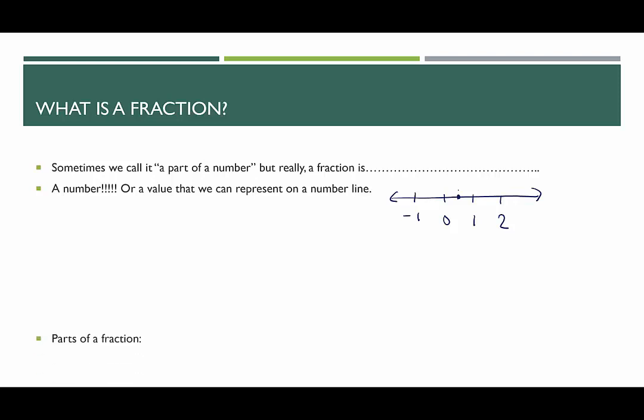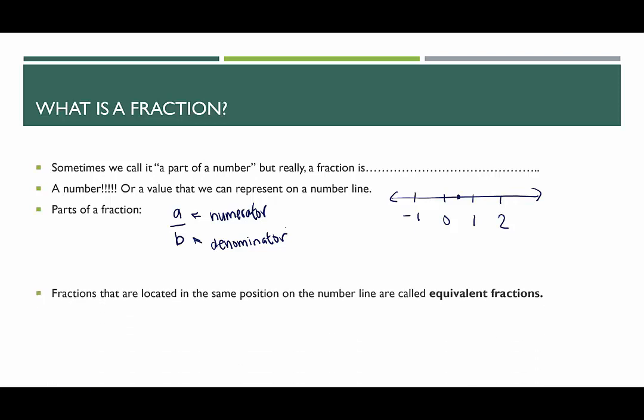Now, a fraction we may know has two parts. We have this top part and the bottom part. The top one is called the numerator, and the bottom one is called the denominator. Any fraction is numerator divided by denominator. So if we wanted to write it as its equivalent decimal, we would take the numerator divided by denominator. Anything else we want to do, numerator divided by denominator.